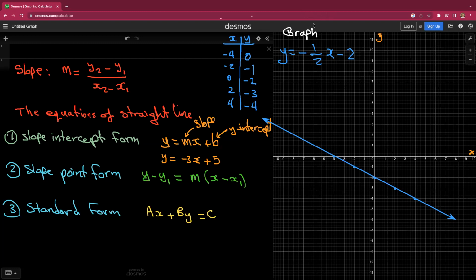Now, it's much easier since you learned how to graph this using y equals mx plus b. You say, okay, my y-intercept is -2 and my slope is -1/2. So you go to where -2 is on the y-axis and plot your point. Then I start walking my slope. It's -1/2, so I go down 1 over 2, because rise over run.